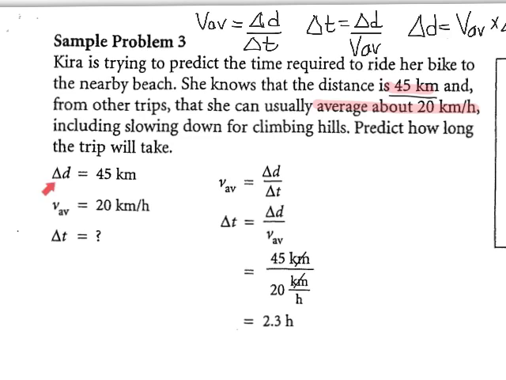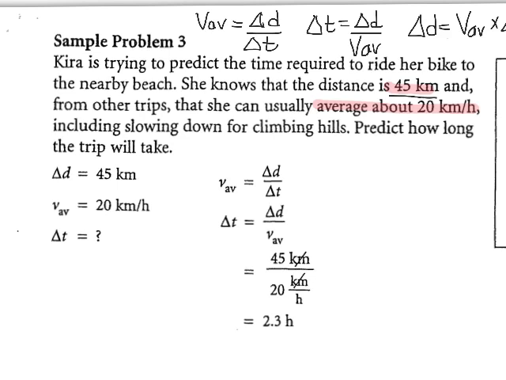We're identifying the change in distance, which is 45 kilometers. We have that here. We only know the average speed that she can do, which is 20 kilometers per hour. We want to know how long it's going to take. We want to know the time. So we're going to take our formula and we've rearranged it to find out time. So delta T equals delta D divided by the average speed. And we did that way up here.